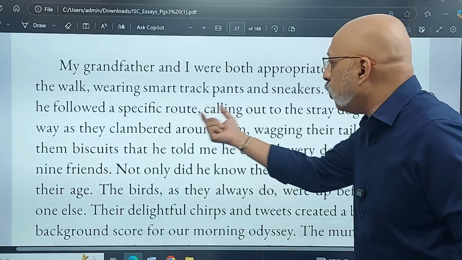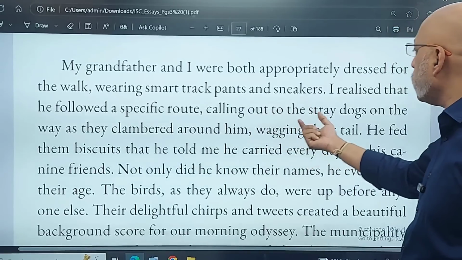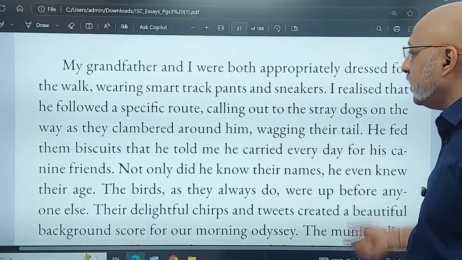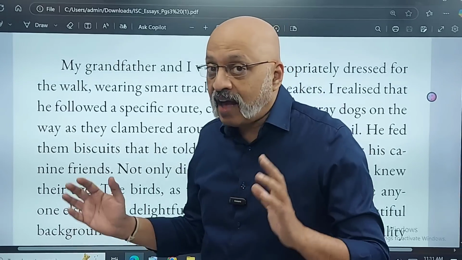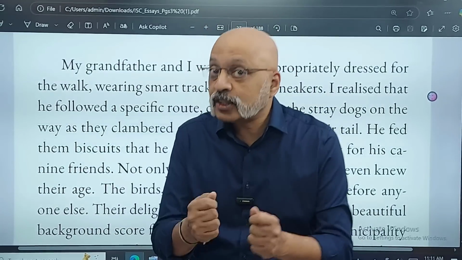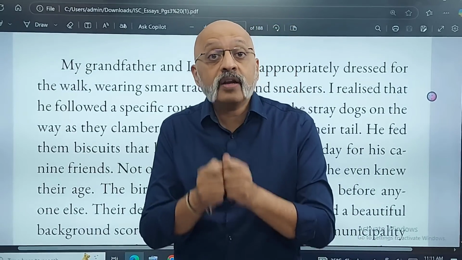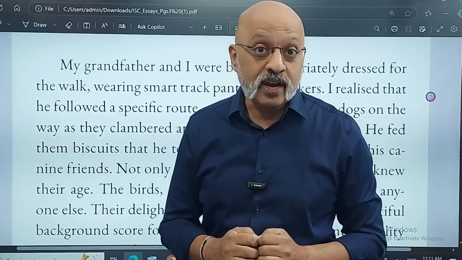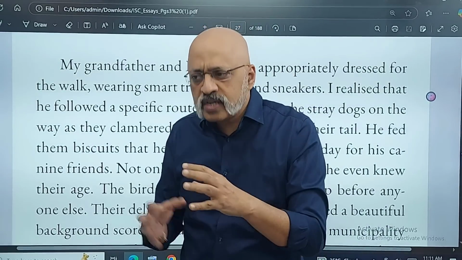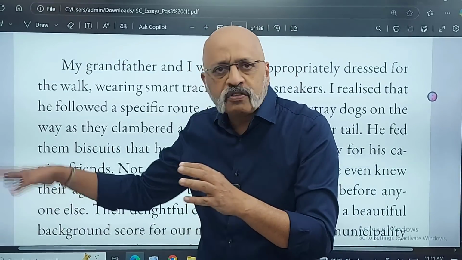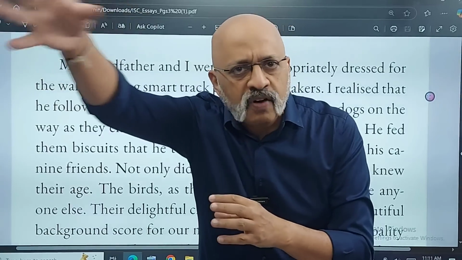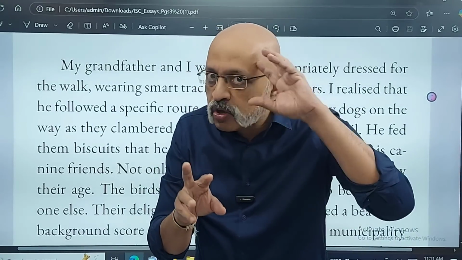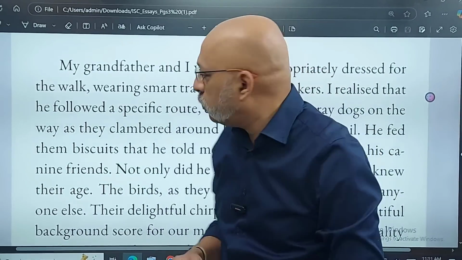I realized that he followed a specific route, calling out to the stray dogs on the way as they clambered around him, wagging their tail. Now you see, I've introduced new elements, and here is where your imagination will come into play. What would be the morning walk scenes? You will have those stray dogs, you will have the municipal workers, you will have the chai wala selling morning tea, there will be other morning walkers. So your imagination has to be at work.